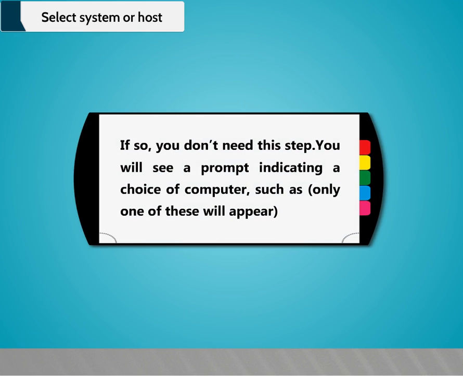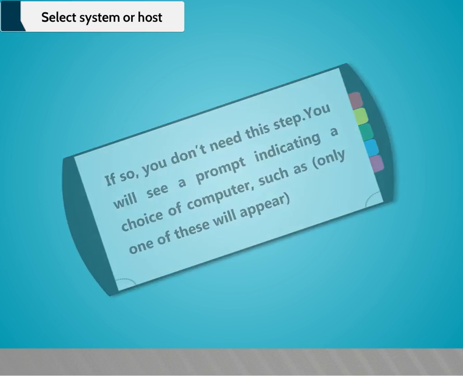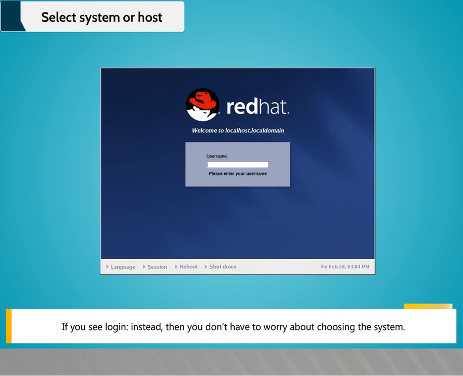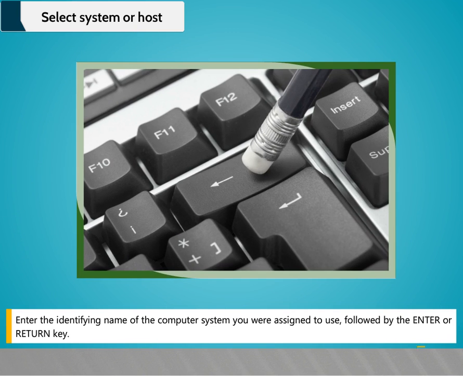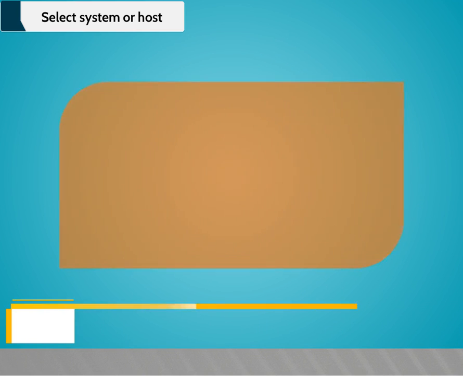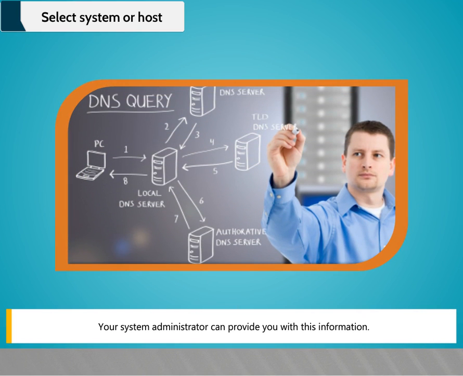You will see a prompt indicating a choice of computer. That is, only one of these will appear. If you see login instead, then you don't have to worry about choosing the system. Enter the identifying name of the computer system you are assigned to use, followed by the enter or return key. Your system administrator can provide you with this information.